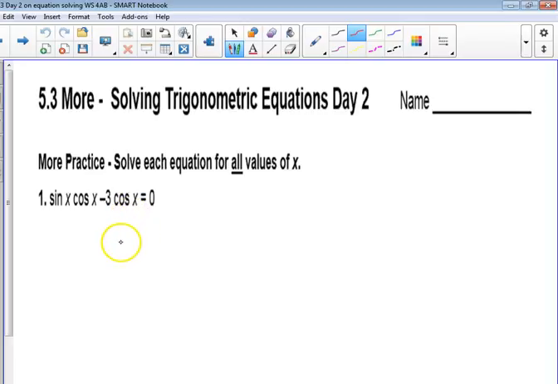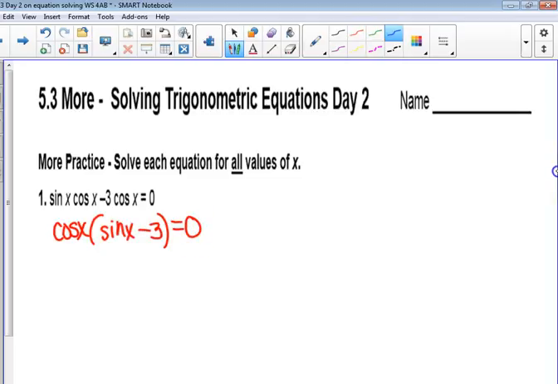All right, guys, I need somebody to tell me how to do this one. What can I do to problem number 1? Good job. Factor out a cosine. So this said sine times cosine. When we pull out the cosine, it'll just say sine. Then this one said minus 3 times cosine. So we'll just have a minus 3 when we take out the cosine.